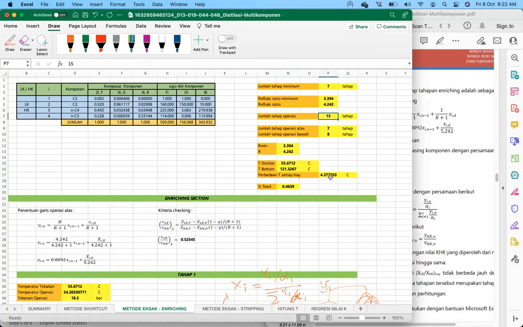And then we assume that the temperature increases from the distillate linearly, like this, maybe from the distillate minus the bottom divided by the number of stages.